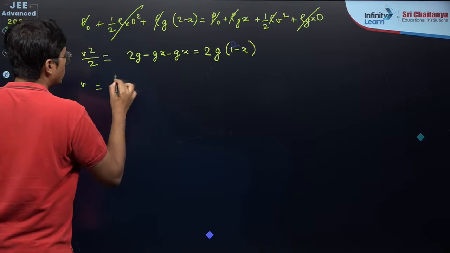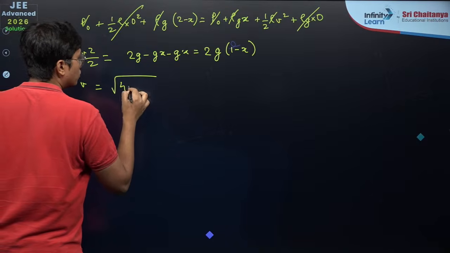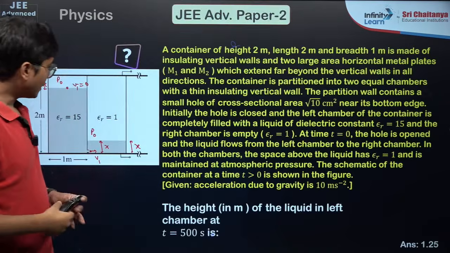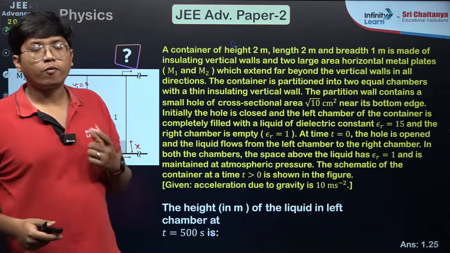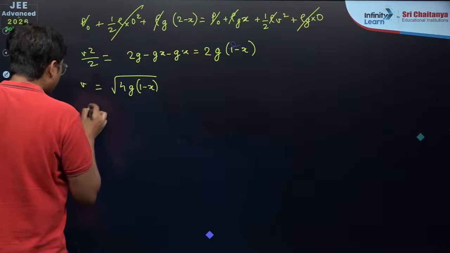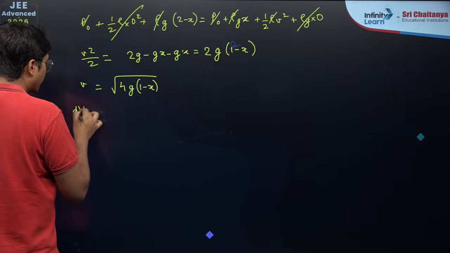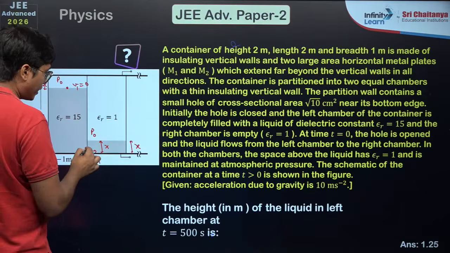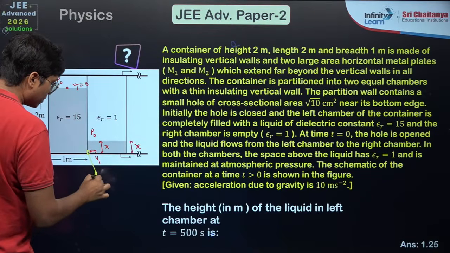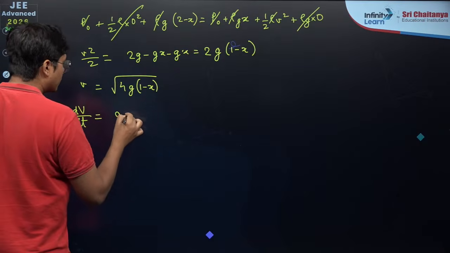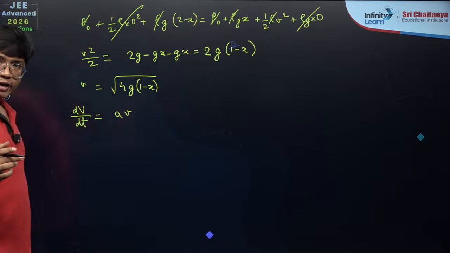So v is equal to root over 4 into 4g into (1 minus x). That's the speed with which fluid comes out. Now once I know the speed at which fluid comes out, I can get the volume flow rate, which is just the area of cross section. Let's say the area of the opening is small a. Then that is a into v at any moment.